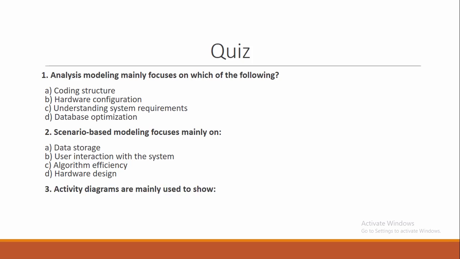The third question is, activity diagrams are mainly used to show, options are static structure of the system, object relationships, sequence of the activities, and database design. What will be the right answer? Just now we have seen the activity diagram. So an activity diagram is used to show the sequence of the activities.